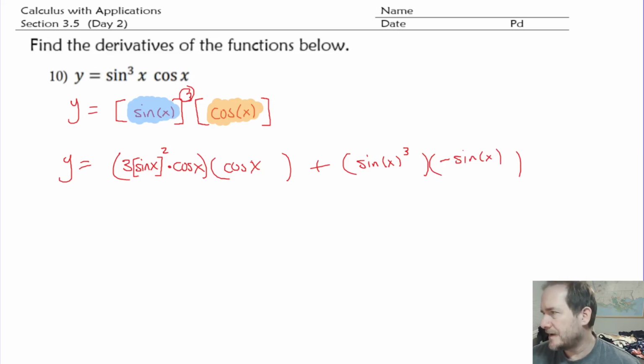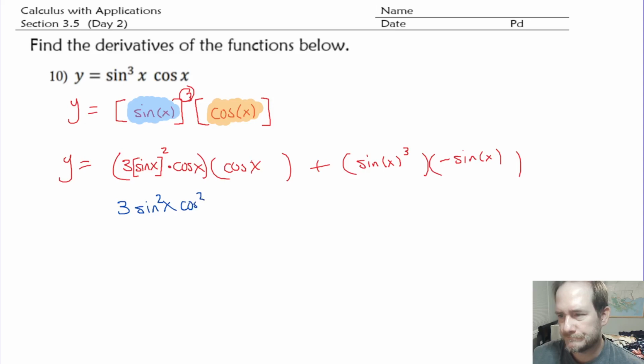Alright, start cleaning up. This is going to be what? 3 sine squared? Cosine squared? And this is going to be minus sine to the 4th.